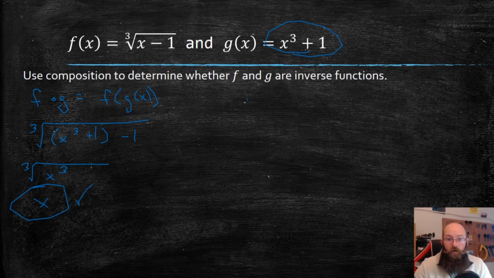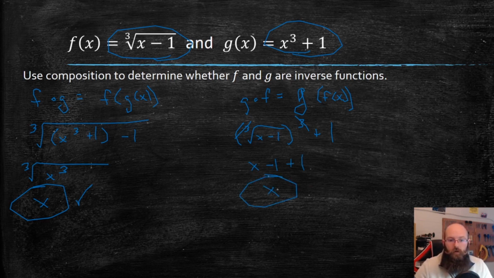So g composed of f is g with f of x plugged into it. My g function says my input cubed plus 1. What's my input? Well, it's my f of x, so it's all of that: cubed root of x minus 1. Third power, third root, cancel each other out. So I end up with x minus 1 plus 1. Ooh, equals x. Cool. Now since both of them have to equal x, we are good. So we say yes, inverses.